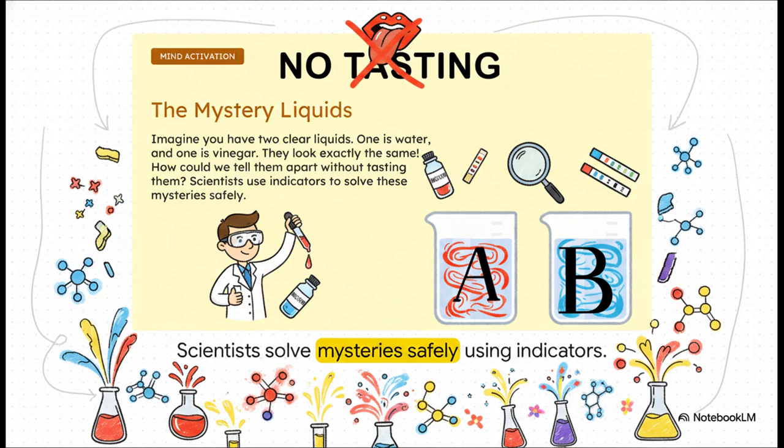Listen. Here is the absolute golden rule of our laboratory. We never, ever taste mystery liquids to figure out what they are. It is simply too dangerous. I mean, what looks like innocent water could actually be a super harsh chemical. So instead of risking our taste buds, scientists use special chemical tools to do the detective work for us safely. We call these little chemical detectives indicators.